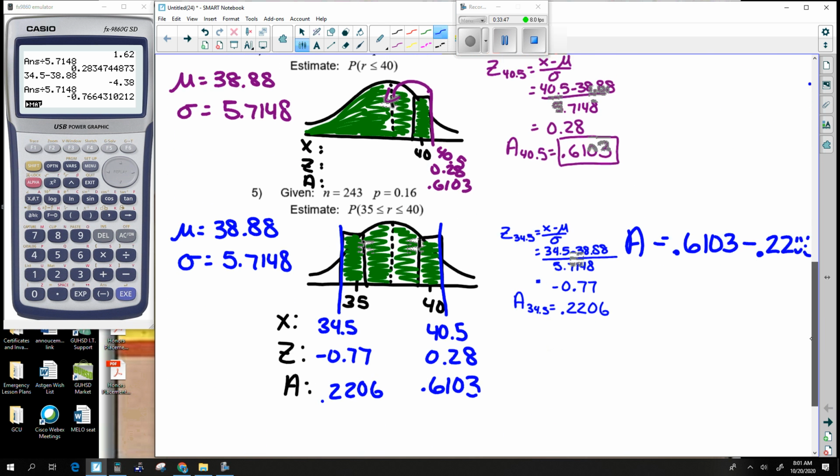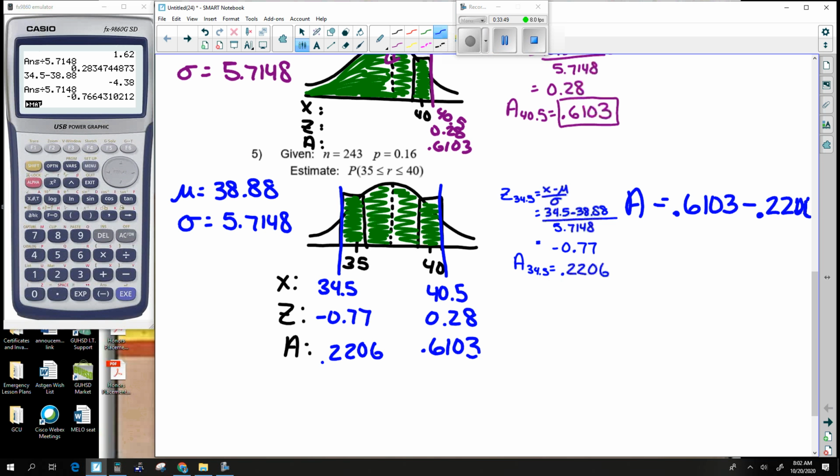Boy, it gets a little funky when I try to write in the corners here. So again, that was 6103 minus 2206. And that's the area between.